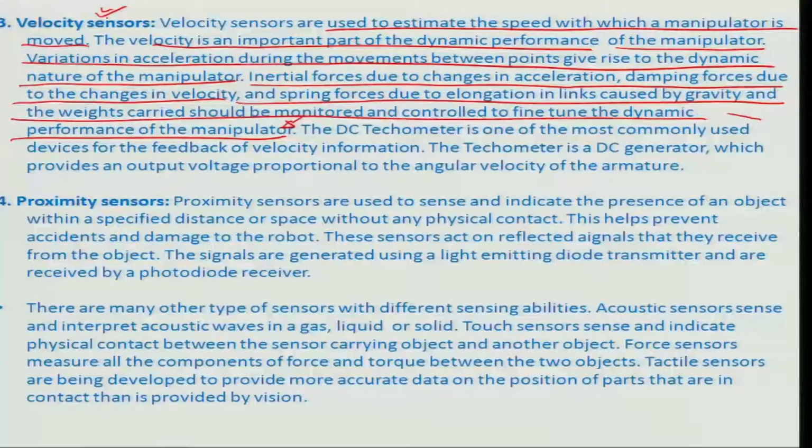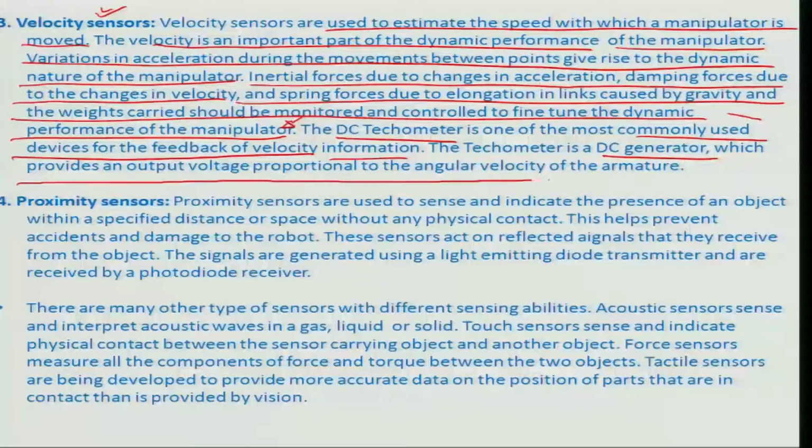The best example is a DC tachometer, which is one of the most commonly used devices for feedback of velocity information. It is a DC generator which provides an output voltage proportional to the angular velocity of the armature, which will be able to back calculate the speed sensing that is going on.